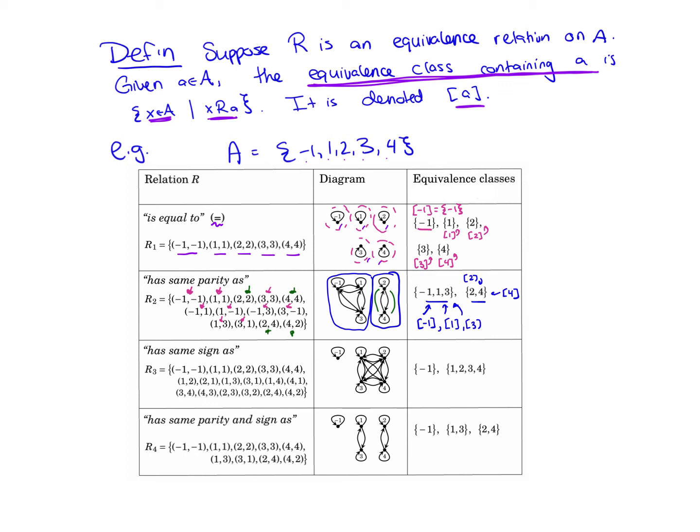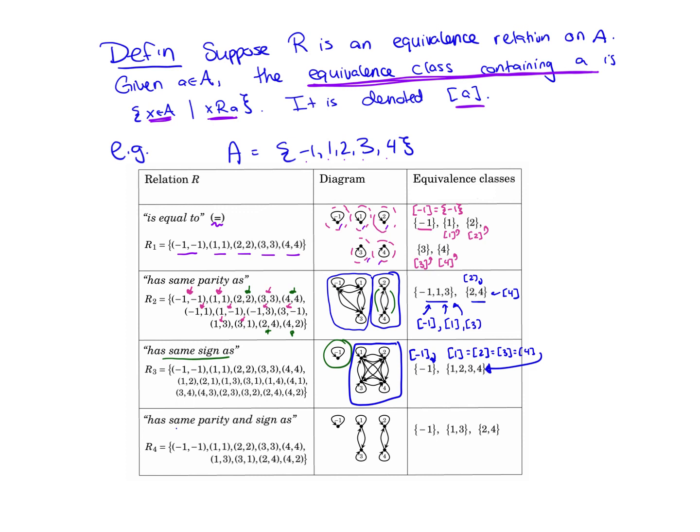We could think of the relation "has the same sign as." So again, -1 only has the same sign as itself. 1, 2, 3, and 4 all have the same sign as each other. So the equivalence class of -1 is just -1. The equivalence class of 1 is equal to the equivalence class of 2, is equal to the equivalence class of 3, is equal to the equivalence class of 4, and each of those is equal to {1, 2, 3, 4}.